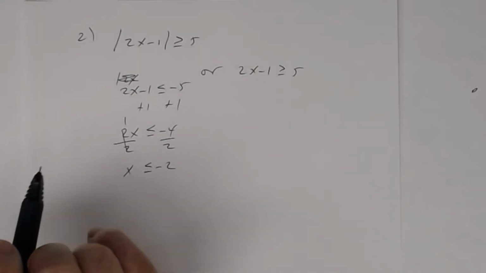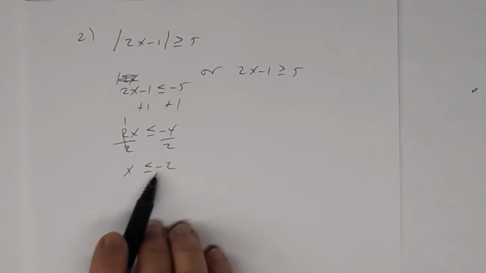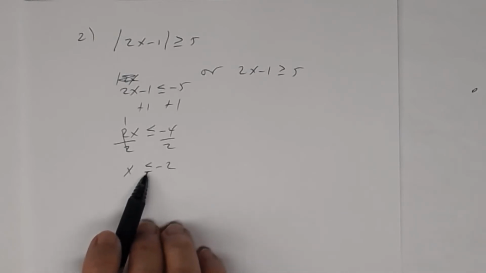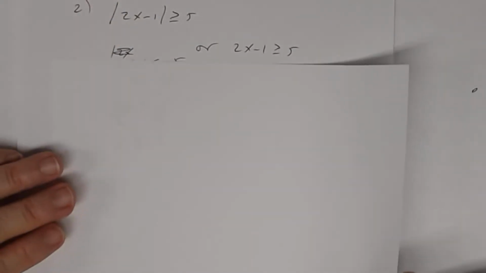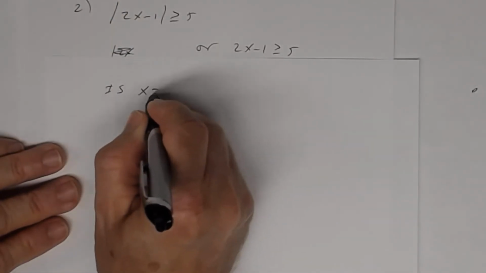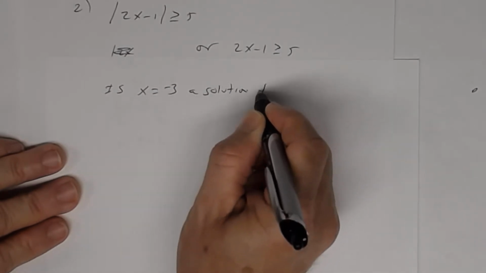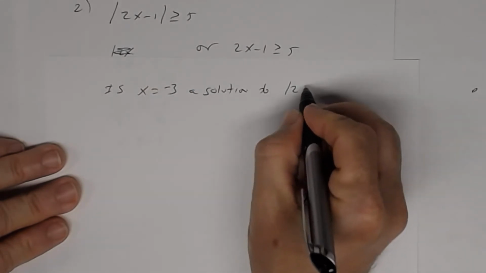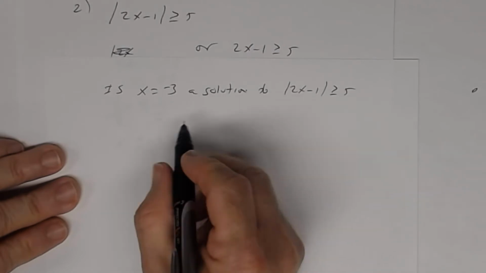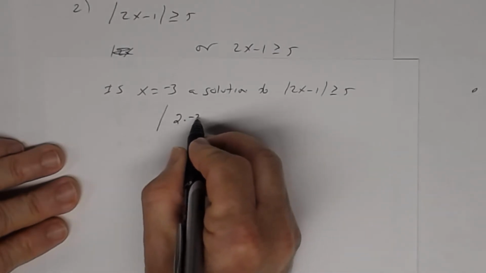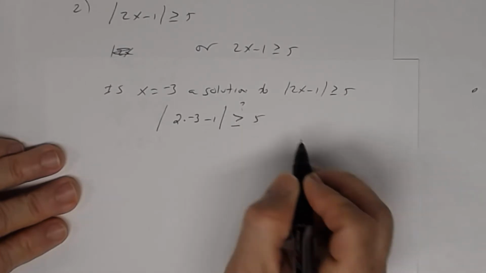And you can check it. Let's go ahead and check one of them. Negative 3 is less than negative 2, right? So let's see if that's true. Is x equal to negative 3 a solution to this inequality, the absolute value of 2x minus 1 is greater than or equal to 5? So in place of x, I substitute negative 3. So the absolute value of 2 times negative 3 minus 1. And I want to see if that's greater than or equal to 5.